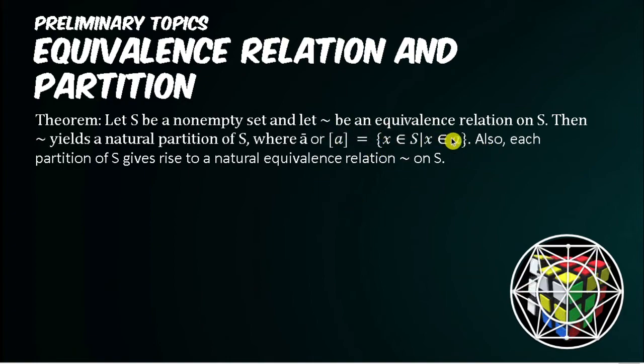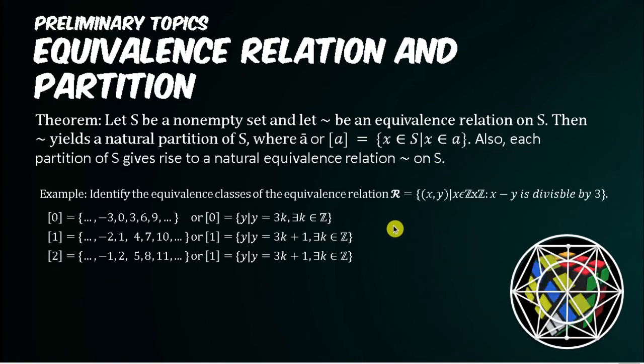This is vice versa. If we have a partition of S, what do we mean by partition? The subsets must be disjoint. It gives rise to a natural equivalence relation on S. This is the same example. Because we are able to show that R is an equivalence relation, we know that this gives a natural partitioning, and that natural partitioning is this one.